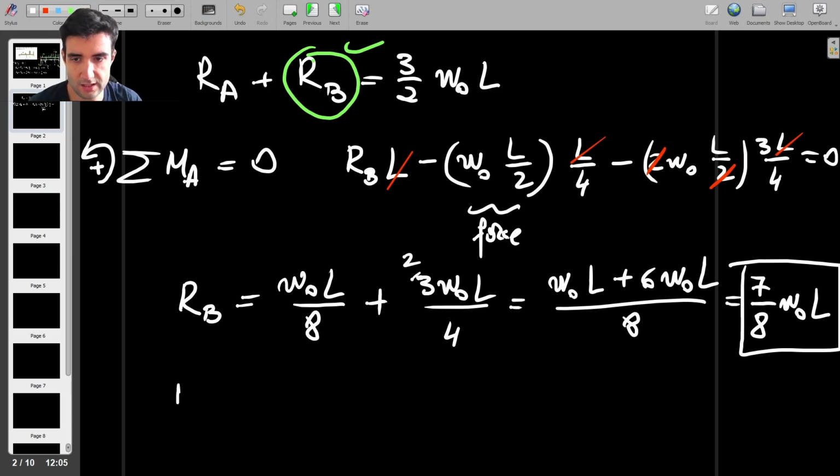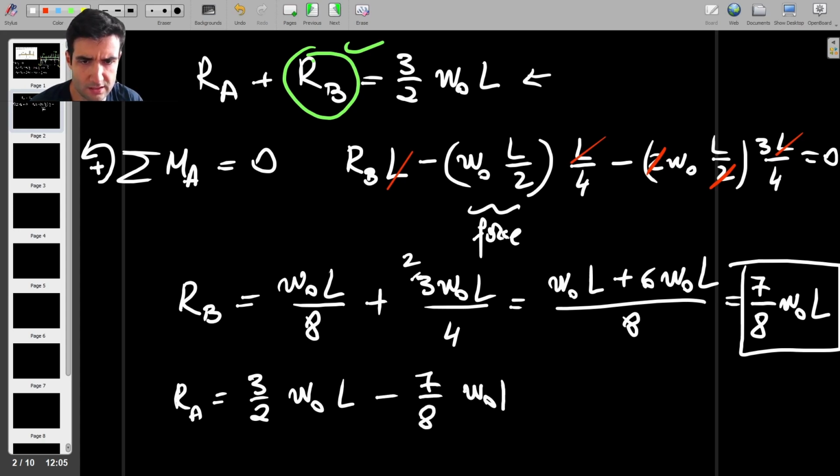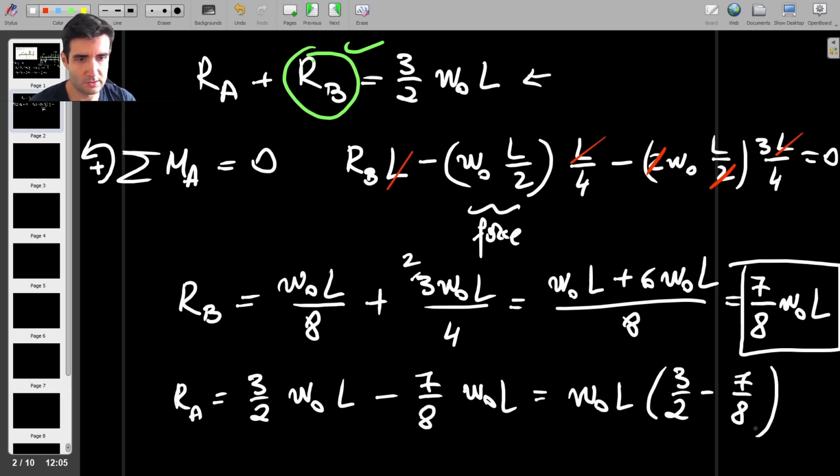So to find RA, we can just use this equation here and subtract. So we have 3 halves W naught L minus 7 over 8 W naught L. And you know what? I think I'll just factorize W naught L because it's in both terms. So this is 3 over 2 minus 7 over 8, which, if we amplify this by 4, is going to be W naught L. So we have 12 minus 7, so that's going to be 5 over 8.